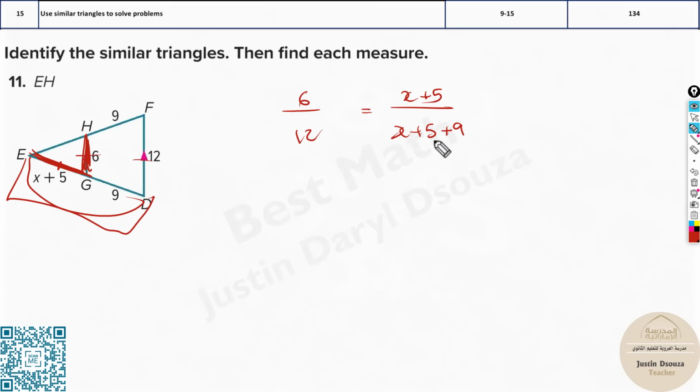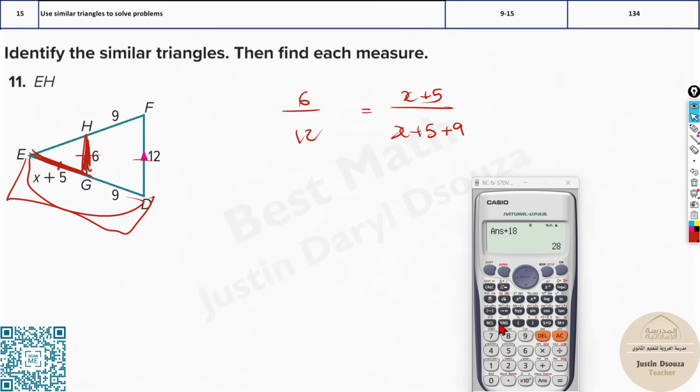Now, you don't need to solve it. Again, I'll show you directly in calculator. All you need to do is type it out. 6 by 12, that's half, will be equal to x plus 5. Okay, now I need to write the fraction first, only then it will be proper. X plus 5 divided by x plus 5 plus 9. Don't think it cancels off. It's not x plus 5, it's x plus 13 here. Shift and solve, and the answer is 4.